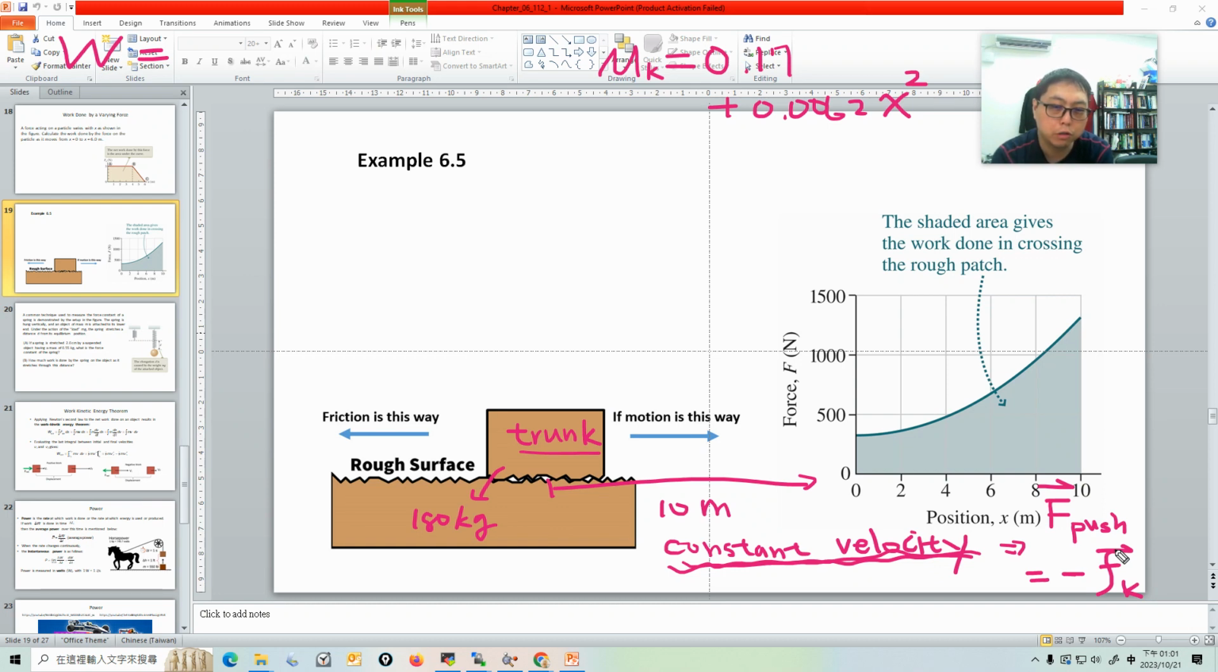If your push force and the friction force are not equal, then based on Newton's second law, the force will cause acceleration, right? If you have acceleration, you won't have constant velocity motion. So if you want constant velocity motion, your push force must be equal and opposite to the friction force. That's a very important key here.